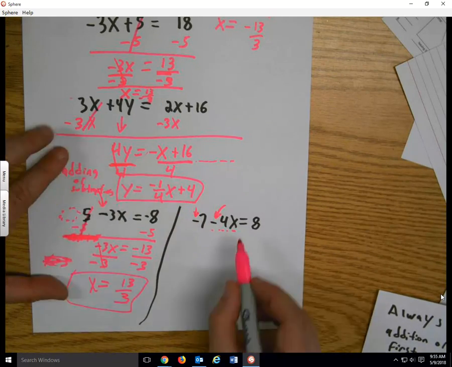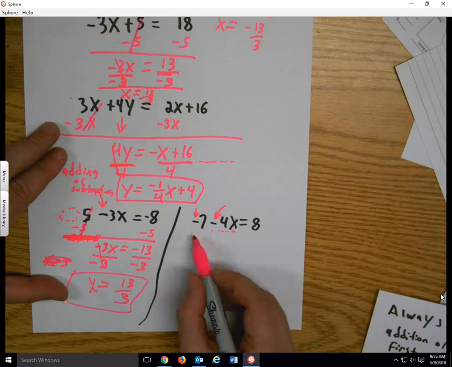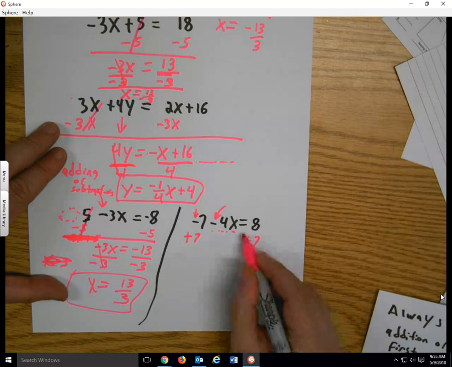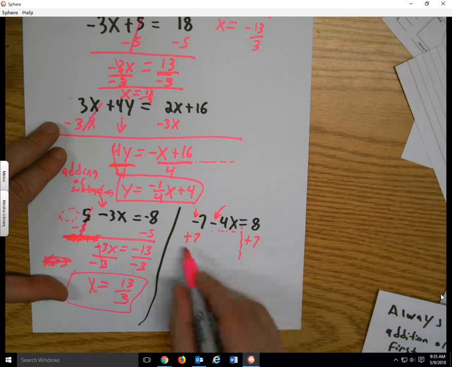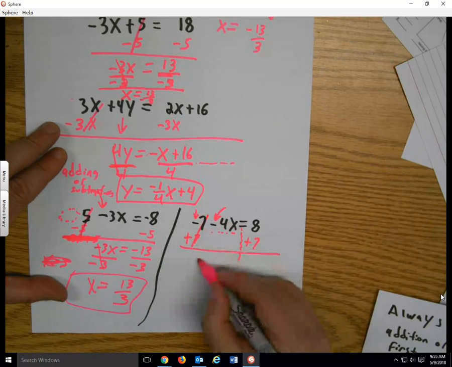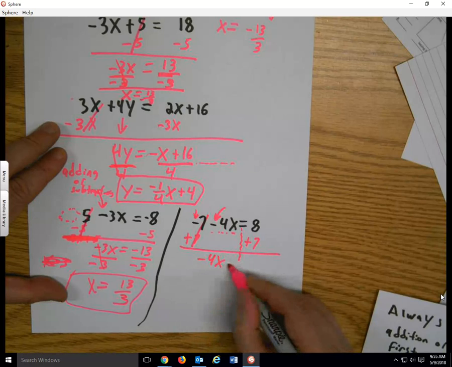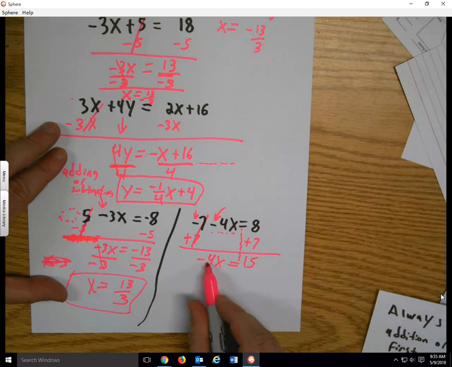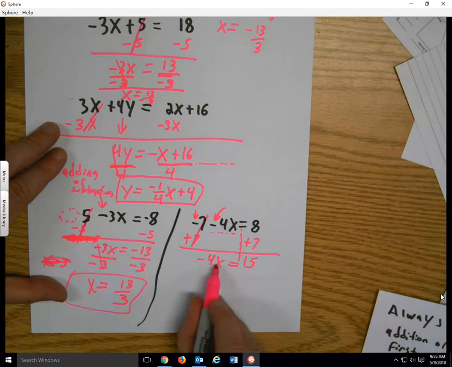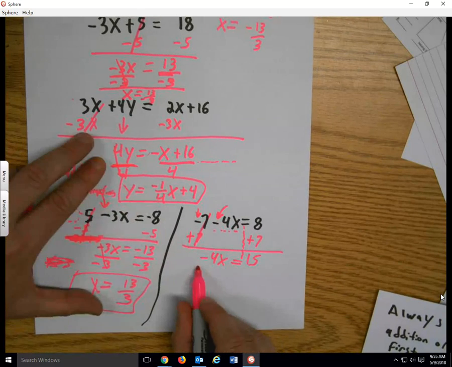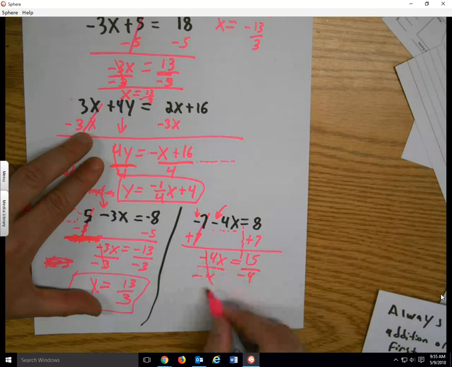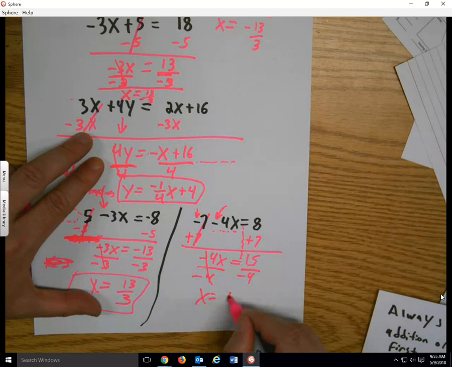So how do you undo a subtraction? Well, you do an addition. And the reason you're adding is they're on opposite sides of the equal sign. Bring down the negative 4x equals 15. Now what's the negative 4 doing to the x? Well, there's nothing in between the negative 4 and the x, so it's multiplying. So you do the opposite and you divide. X equals 15 over negative 4.